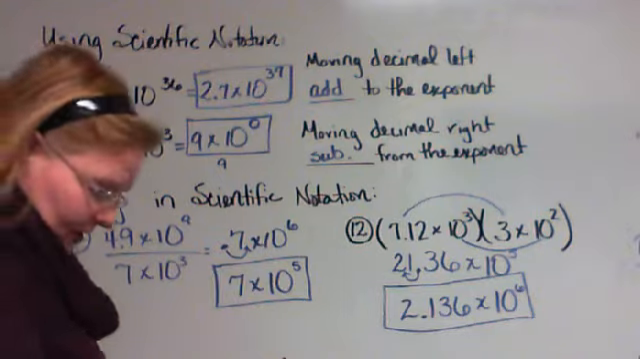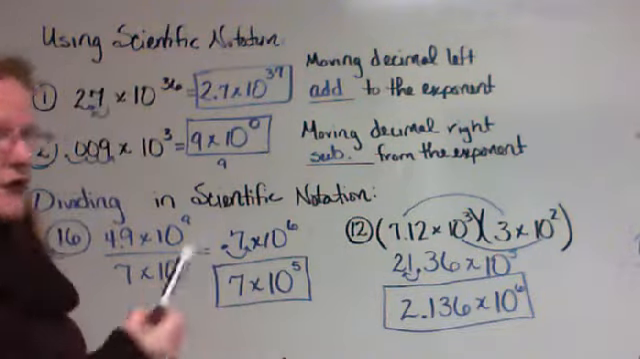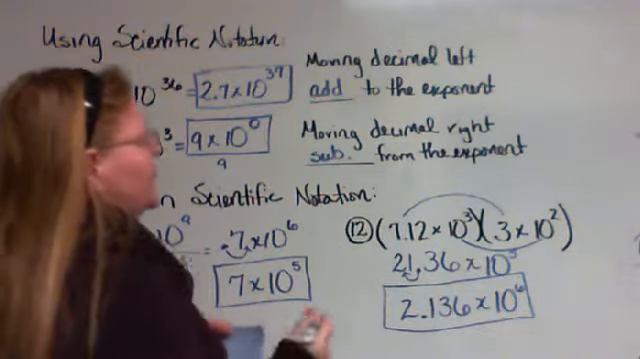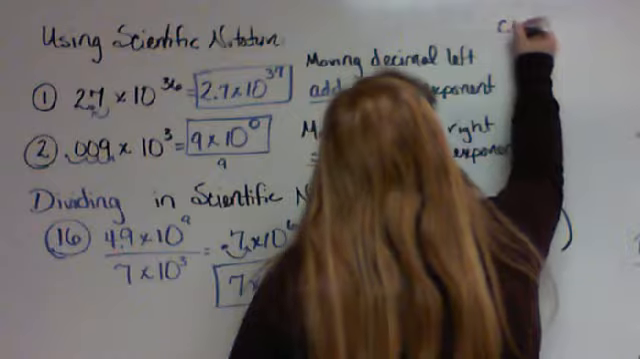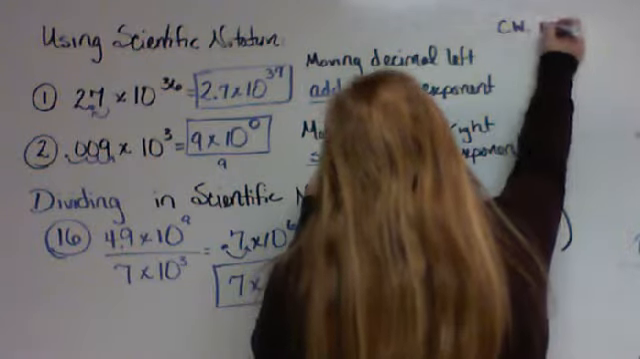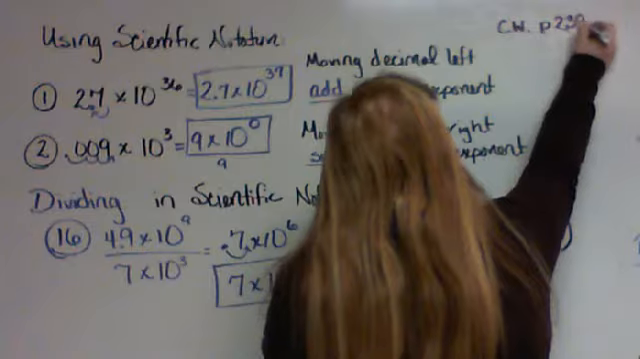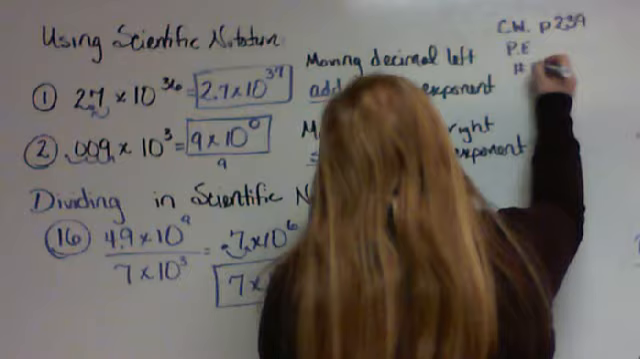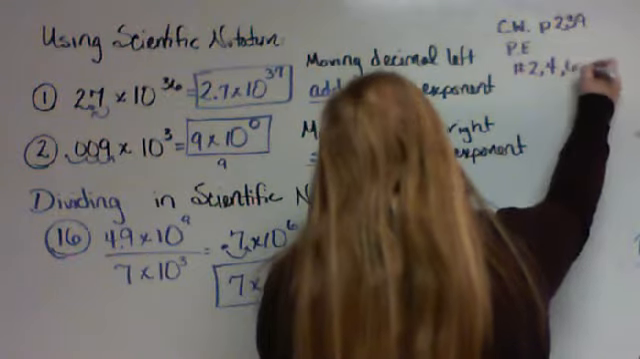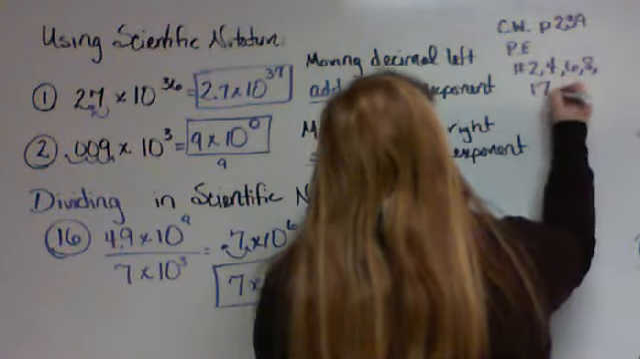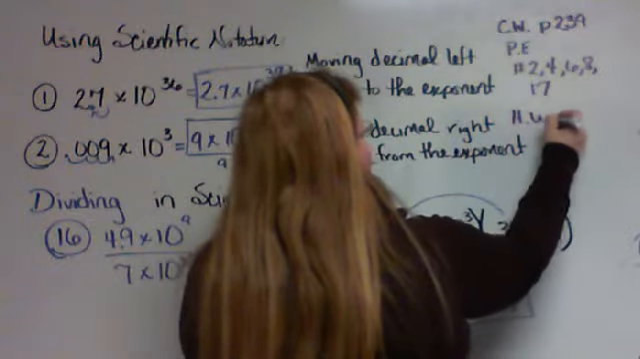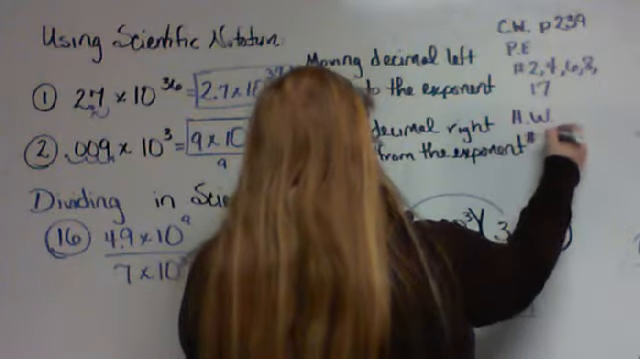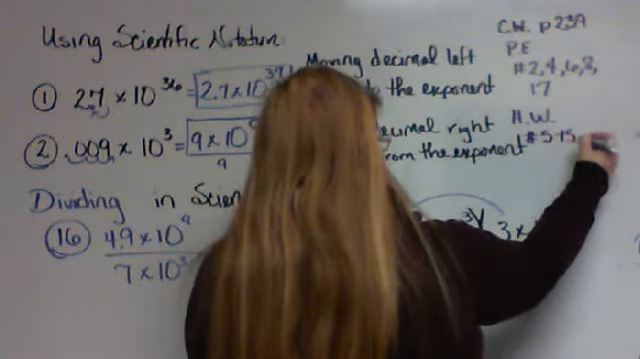So there's that section done. Classwork and homework. I'm trying to write it up here. Classwork, page 239. Practice exercises. Numbers 2, 4, 6, 8, and 17. Homework, same page. Practice exercises. Numbers 5 through 15 odd.